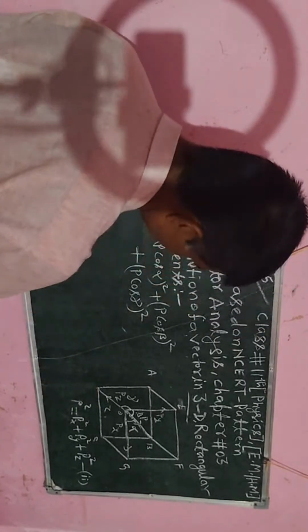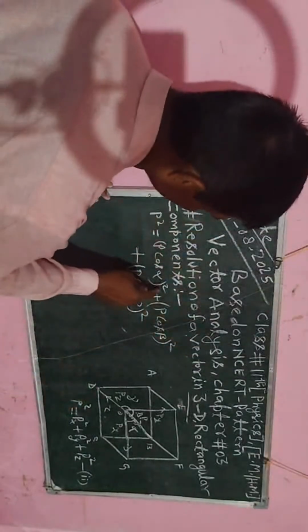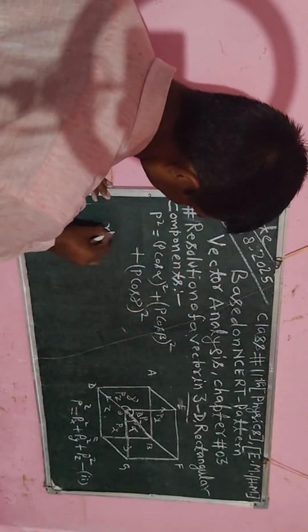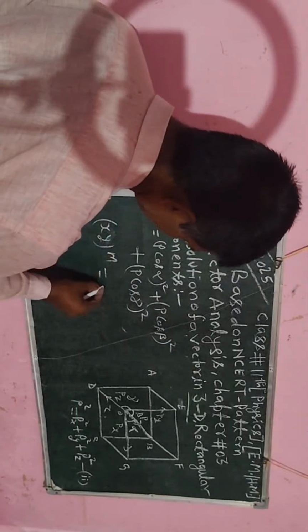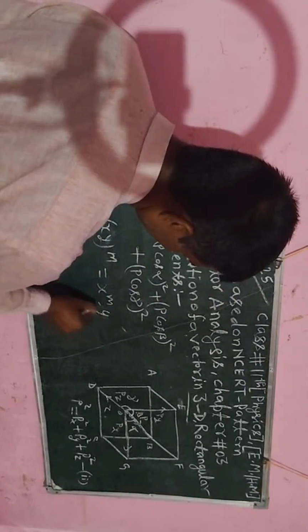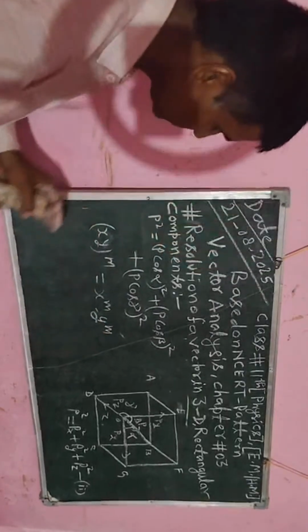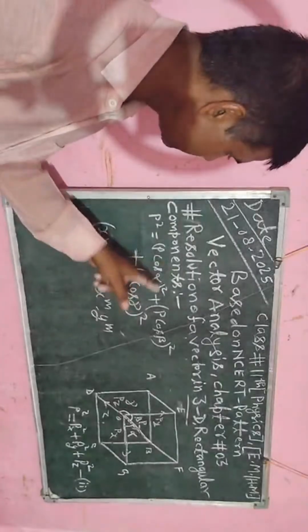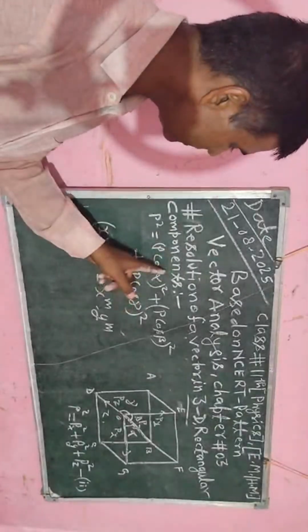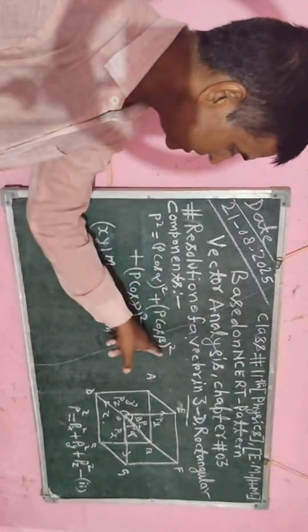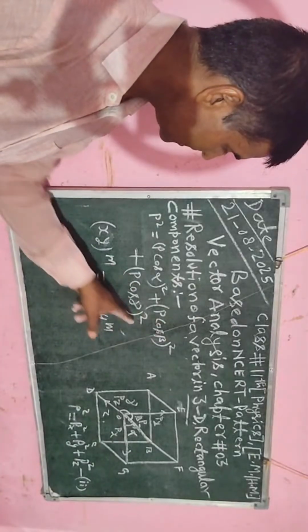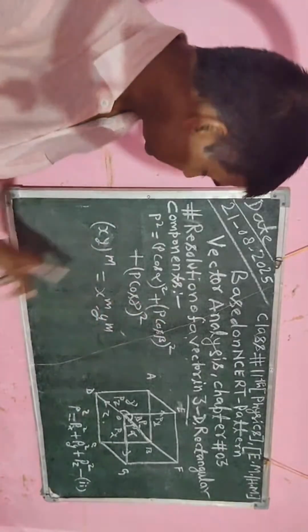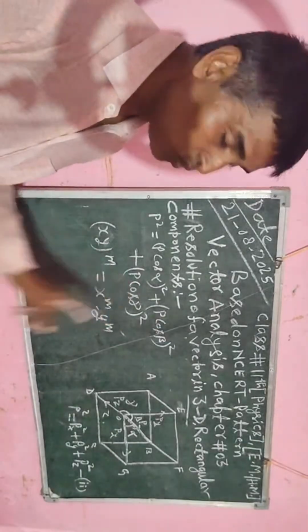After simplifying I will get this value. Because x to the power m, y to the power m is available, I have to use x to the power m into y to the power m. These two powers will come on p and also on cos alpha, this will come on p and on cos beta square, and this will be on p and on cos gamma. So this formula I have to use here for simplifying it.